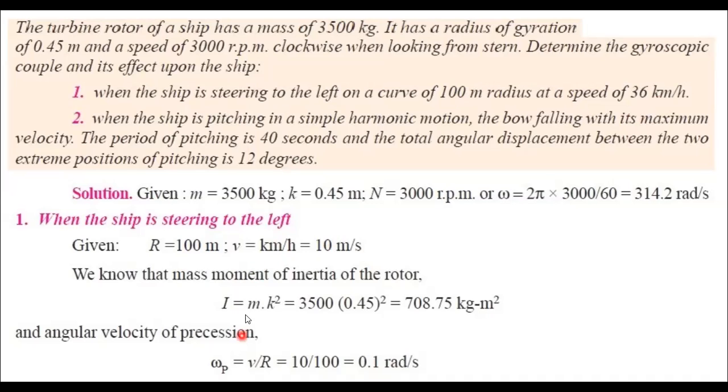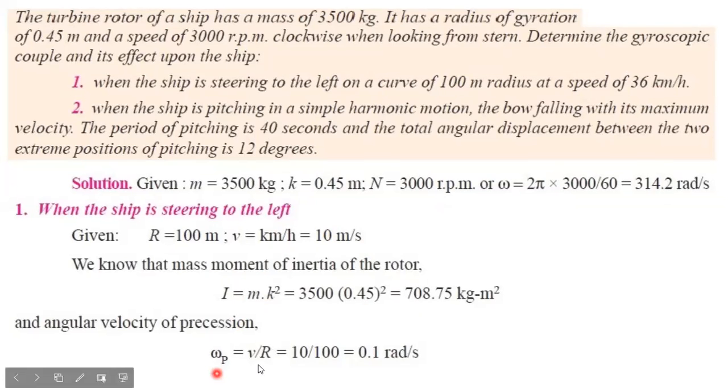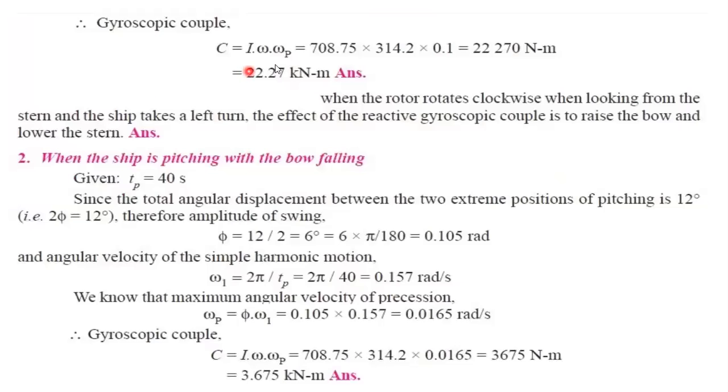Mass moment of inertia, I is equal to m k squared. The m value you know, and the k value you know, so just calculate it. Angular velocity of precession: we know the formula omega p is equal to v by r. The velocity and radius we know, so we can easily calculate. Finally, the gyroscopic couple formula is I omega omega p. I, omega and omega p we know, so just substitute all the values and calculate in terms of Newton meter. If you want, you can also keep it in kilonewton meter.